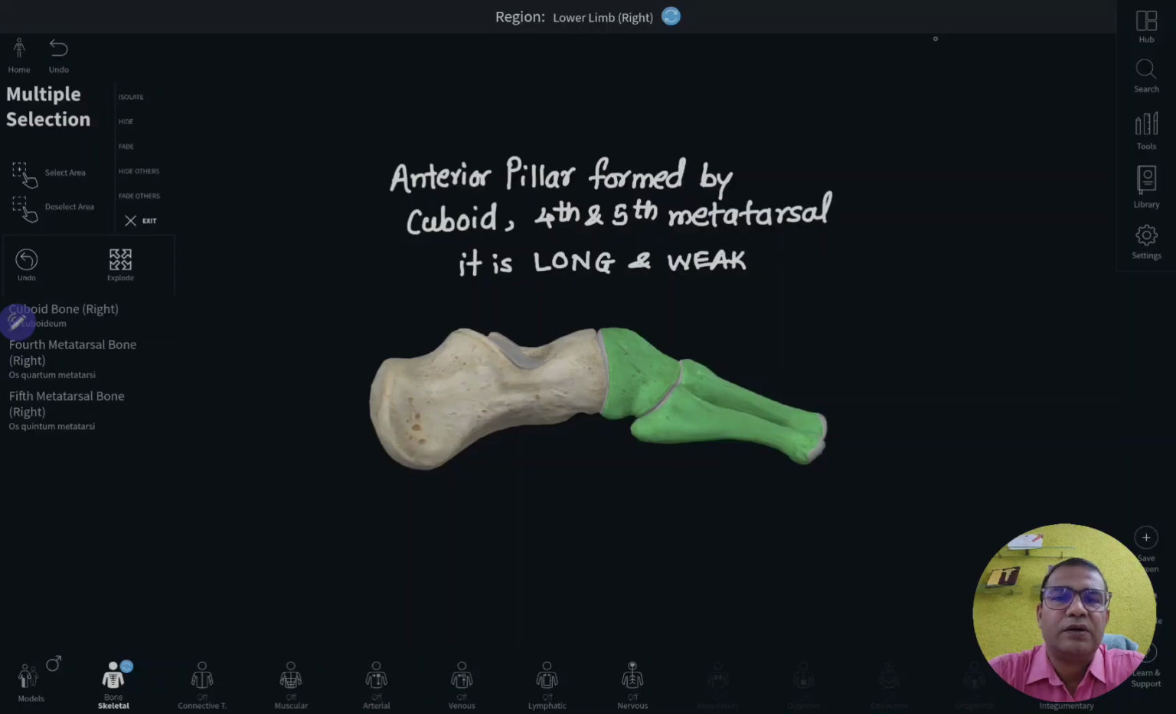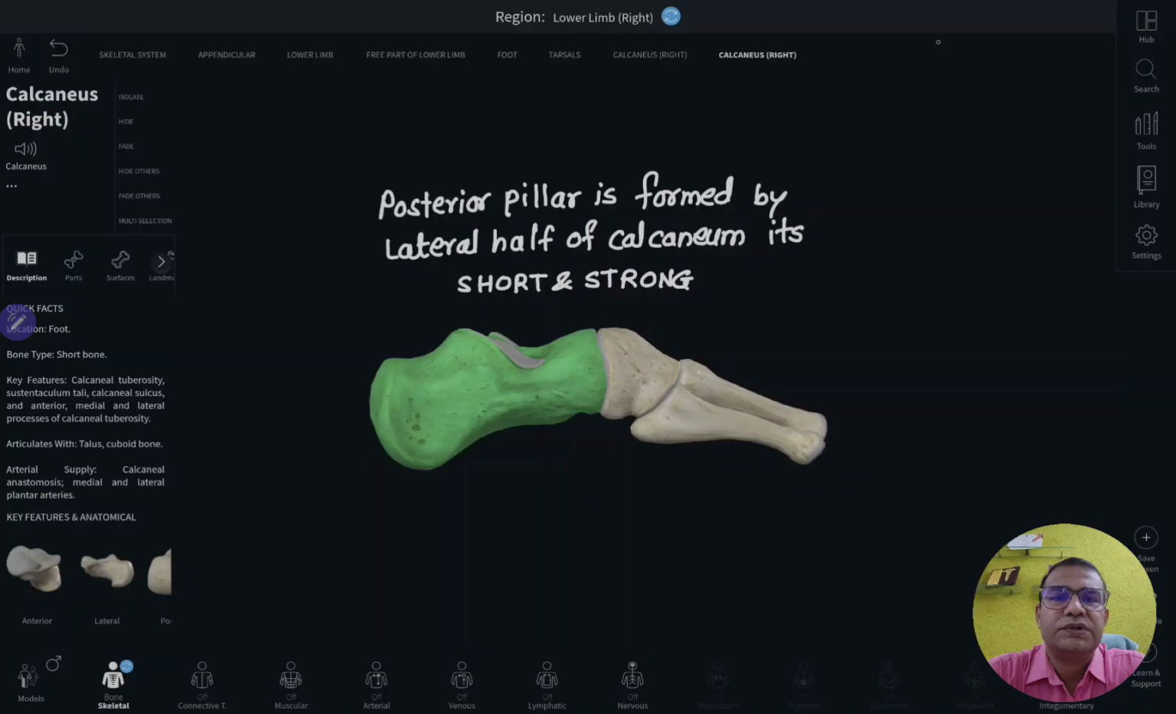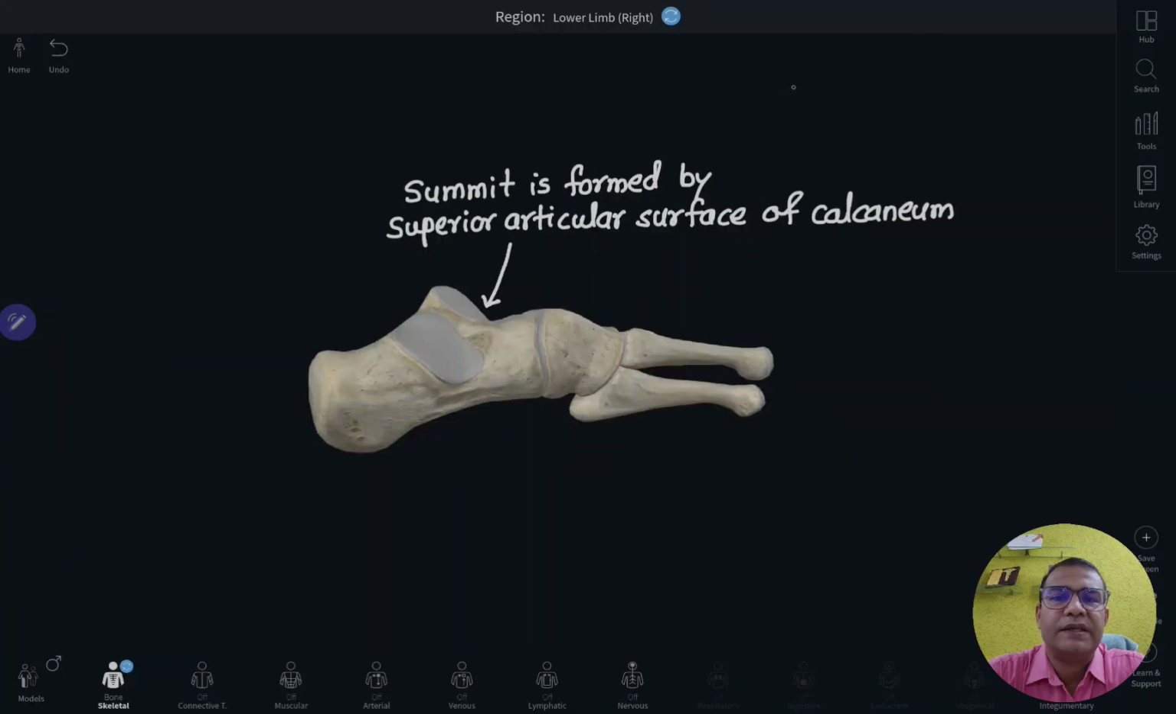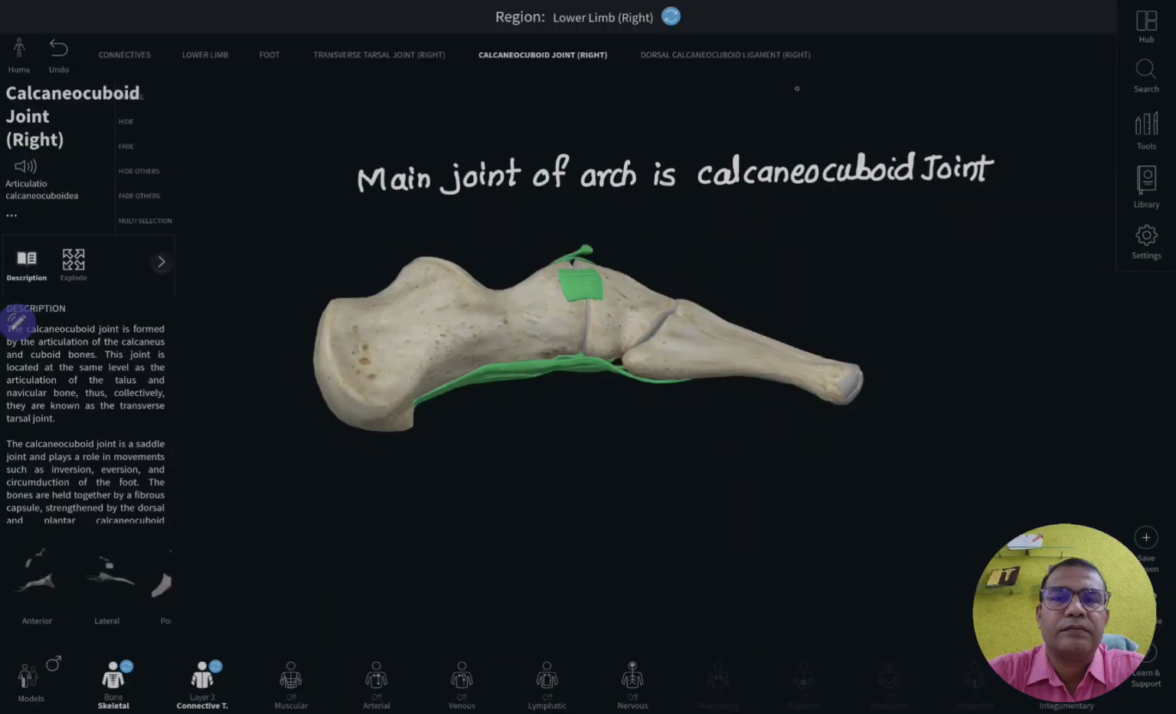Anterior pillar of the lateral longitudinal arch is formed by cuboid, fourth and fifth metatarsal. Posterior pillar is formed by lateral half of the calcaneum. Summit is formed by superior articular surface of the calcaneum. We can see here the superior articular surface of calcaneum which articulates with talus bone. Main joint is calcaneo-cuboid joint, which is a saddle variety of synovial joint. You can see the ligaments connecting the bones together.